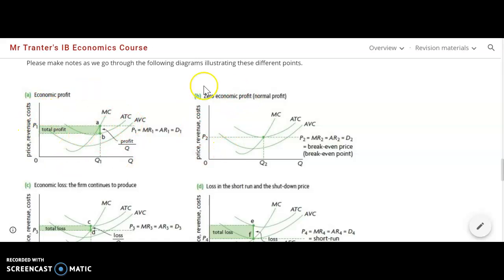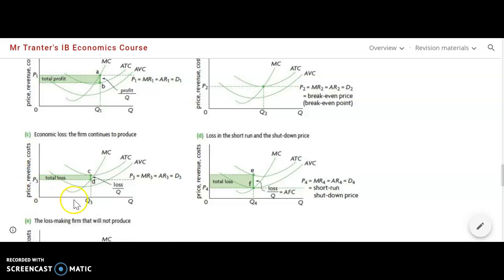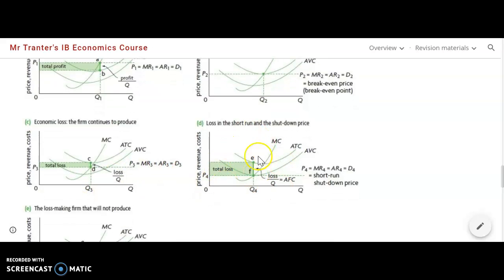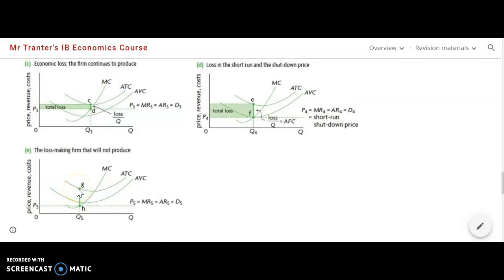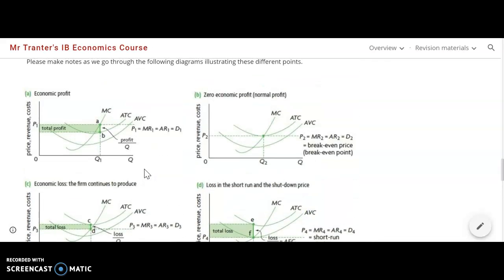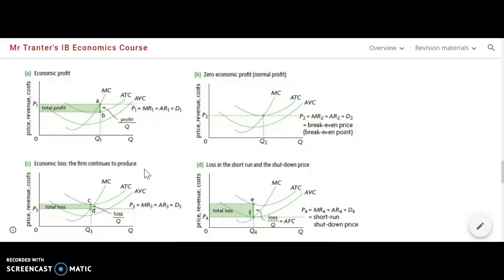Economic profit, normal profit, negative economic profit or a loss, but the firm continues to produce, a negative economic profit or a loss in the short run which is exactly equal to the shutdown price. So whether the firm continues to operate or not makes no difference. And then negative economic profit or loss where the firm will shut down because the loss is greater than it would be if it shut down. Okay, so let me just go through these in a little more detail.